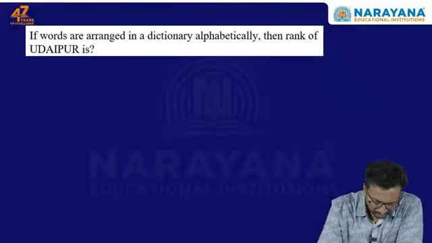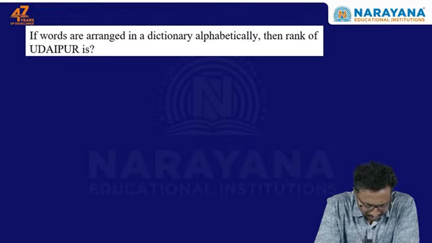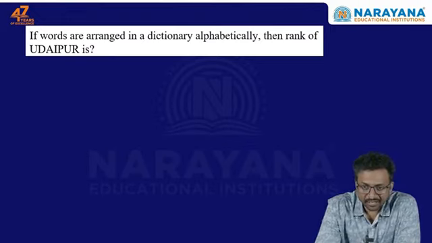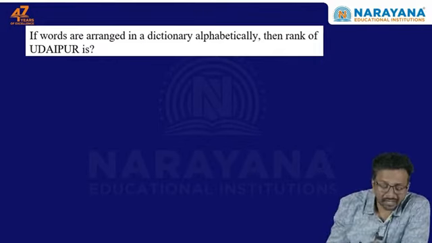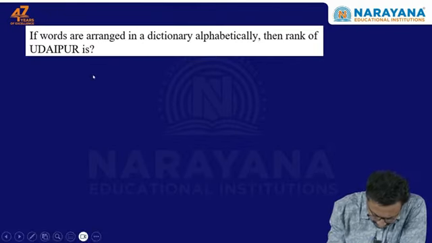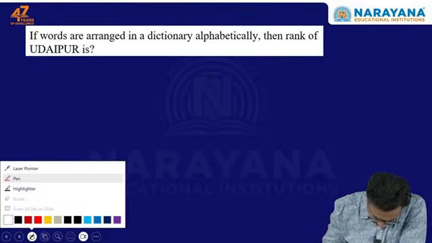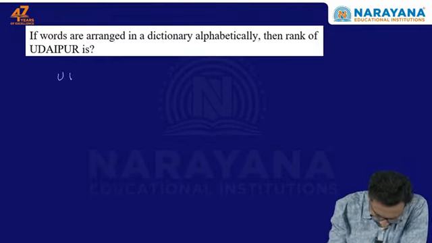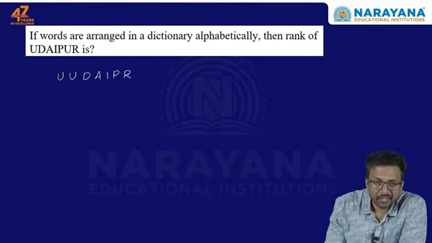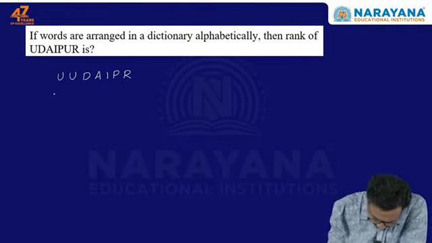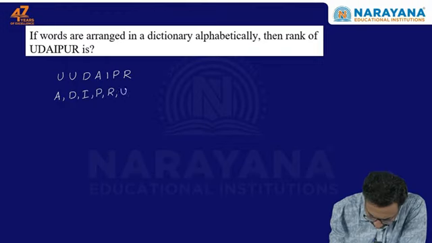Okay, welcome back. In this question, if words are arranged in a dictionary alphabetically, then find the rank of the word Udaipur. It is a very standard rank based question. So let us see what letters are there. You can see there are two U's here, and D, A, I, P, R. Let us arrange them alphabetically: A, D, I, P, R, U.